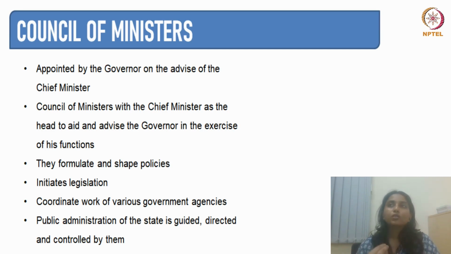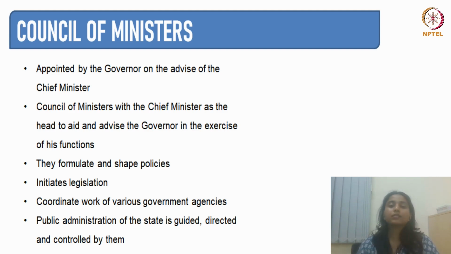The qualifications to become a Council of Minister: firstly, he shall be a citizen of India; secondly, he shall be of 25 years of age or above. He should be a member of either house of the state legislature. However, non-members can be appointed in the Council of Ministers provided they must become a member of legislature within 6 months, and if they fail to do so, then this person will have to forfeit his office.